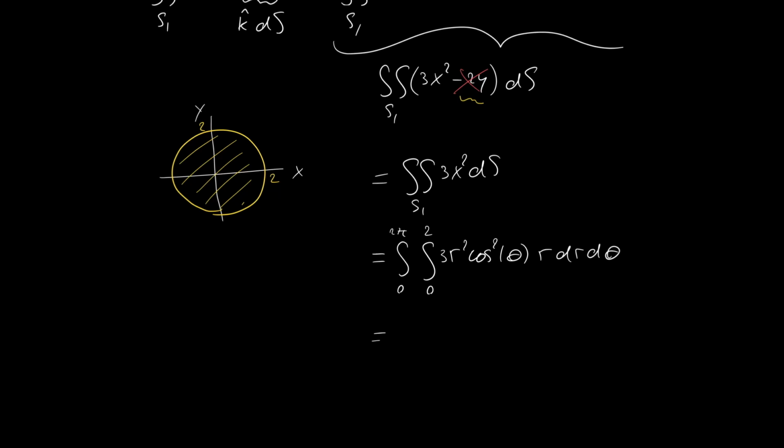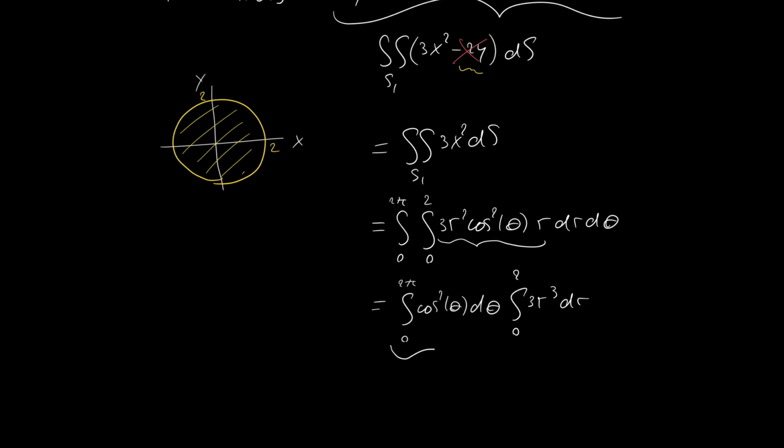First of all, we can separate out the theta part and the r part. So it's going to be the integral from 0 to 2 pi of cosine squared theta d theta times the integral from 0 to 2 of 3r cubed dr. And of course we can separate it because our integrand here is just a product of a function of r and a function that only depends on theta. So we can do it like that.